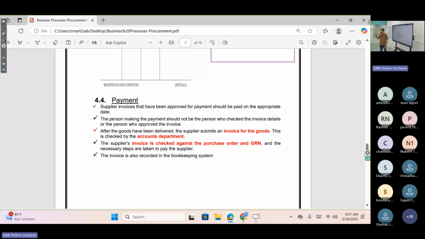Prepared by, checked by, approved by are controls, but if the same person does all these three activities, the purpose of the control objective is not achieved. Then it would be like: prepare it yourself, check it yourself, approve it yourself. That control is no longer a control.